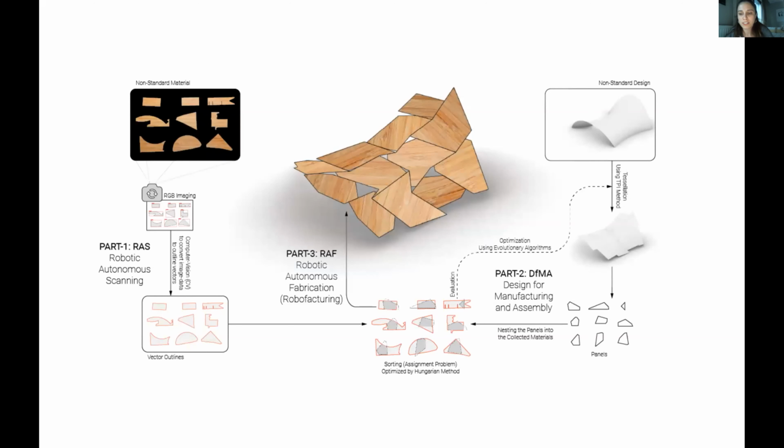So our solution is adding value to the waste material through a process of autonomous 3D scanning and robotics. First, we scan every piece of material to get to know the properties of the waste, and then we develop an algorithm to design for manufacturing and assembly. For the final step, we integrate non-standard waste material and non-standard design with robotic fabrication technology.